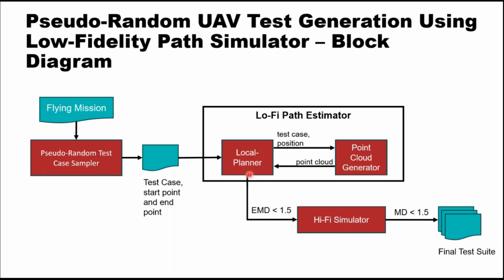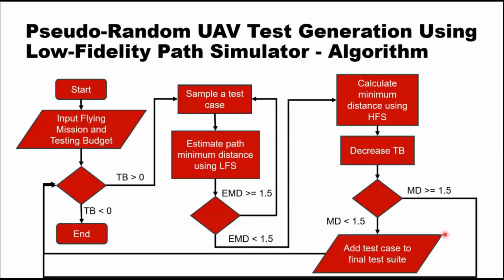When we reach the goal, we assess the expected minimum distance between the path and the obstacles. If it's less than 1.5 meters, we send this into the high-fidelity simulator, because this is a candidate, potentially a good test case. And if the high-fidelity simulator confirms that the minimum distance is actually less than 1.5, we commit this to our test case set.